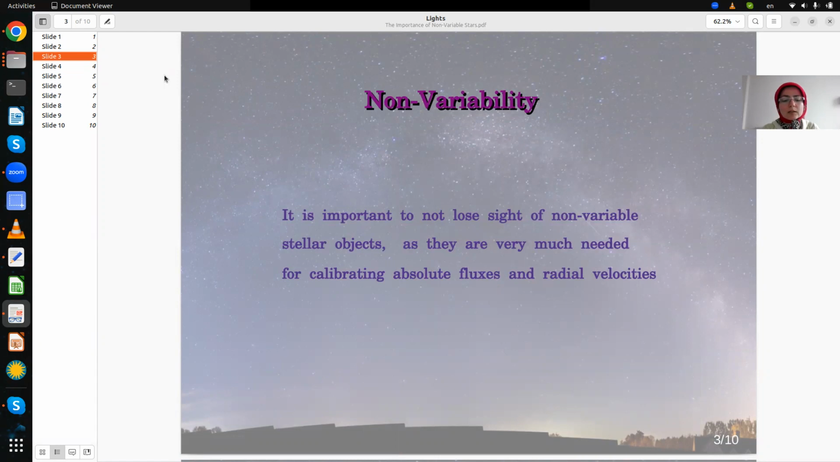Non-variability. It is important not to lose sight of non-variable stellar objects, as they are very much needed for calibrating absolute fluxes and radial velocities. Many photometric calibrations of the effective temperature and metallicity are based on galactic field stars.